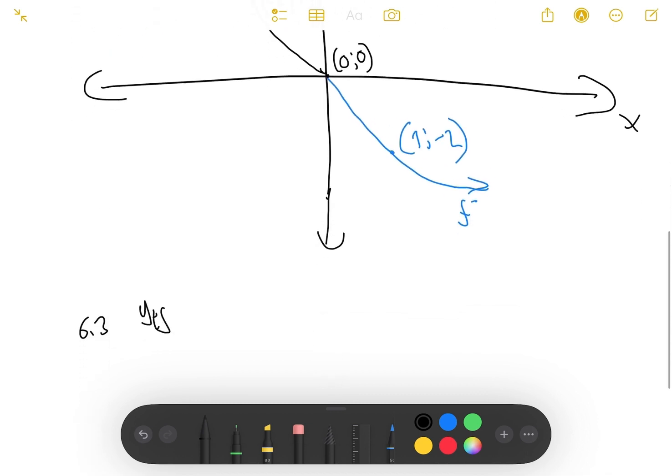So yes, it is a function. And why is this the case? I know in the previous video I used a different reason, but now we can just say vertical line test. Vertical line test passes.